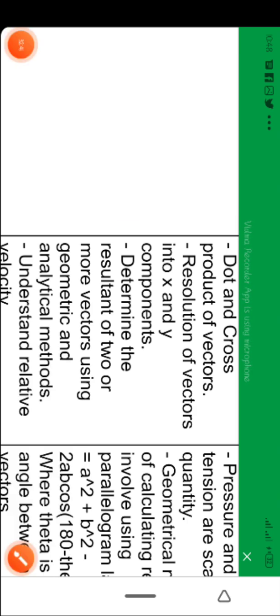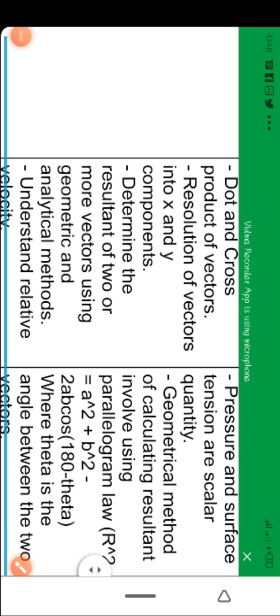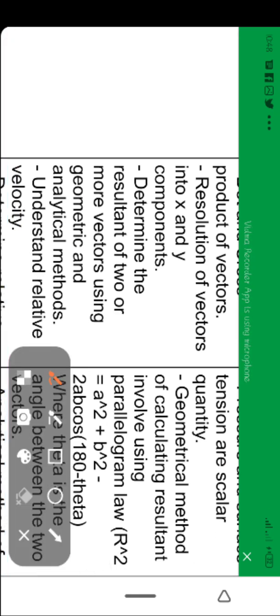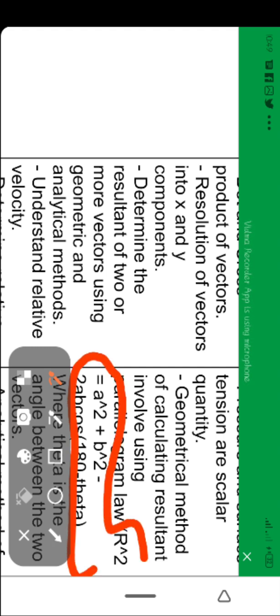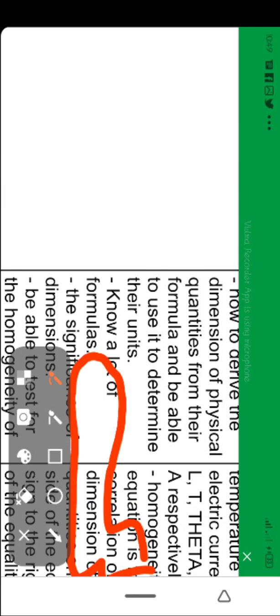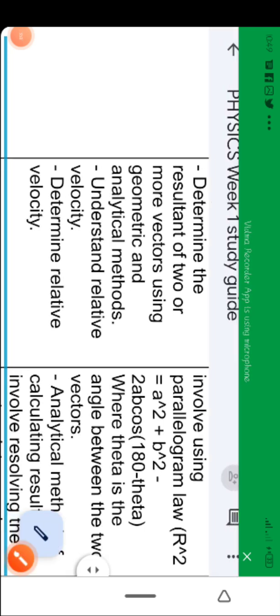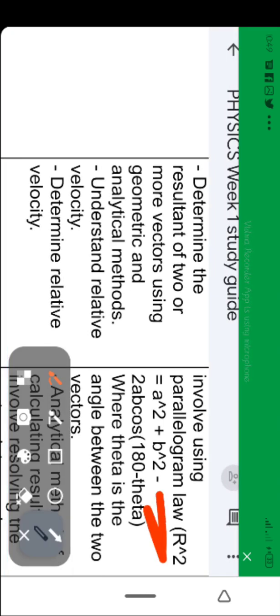Now for your geometric, that's why you use your parallelogram method, your cosine rule. I always tend to give students this formula instead of the normal one, because I've used the normal formula in some cases where I got the answer wrong. But if you use this and you understand this formula very well, you won't have any problem. Just know that your theta is the angle between the two vectors.